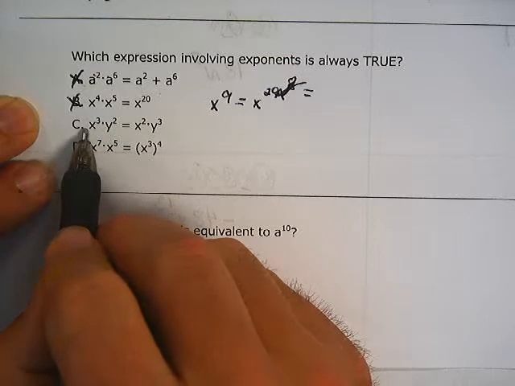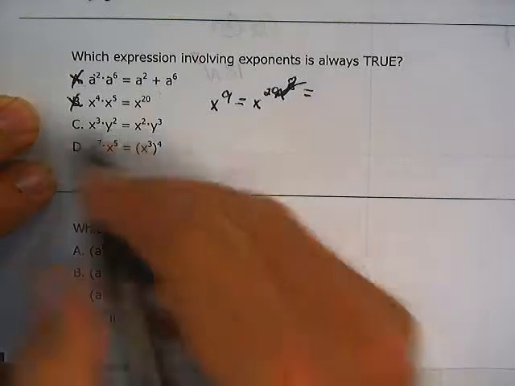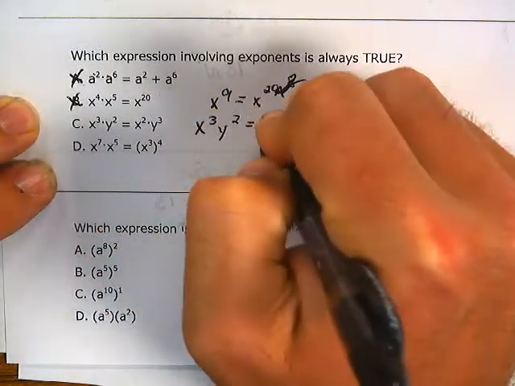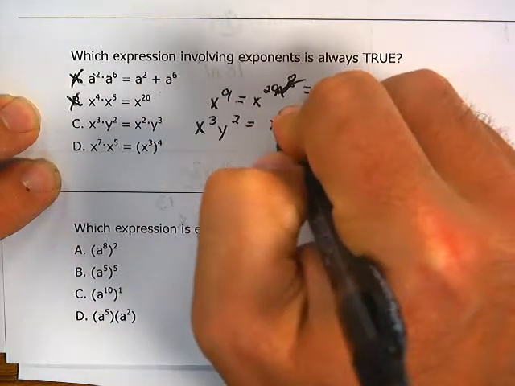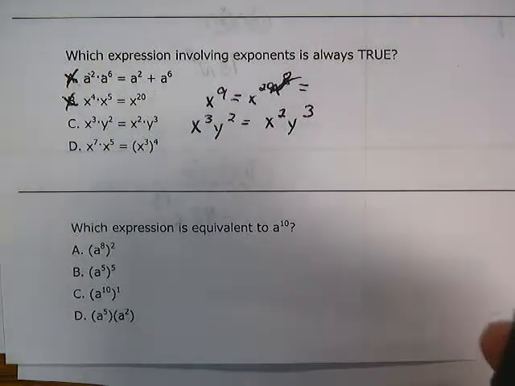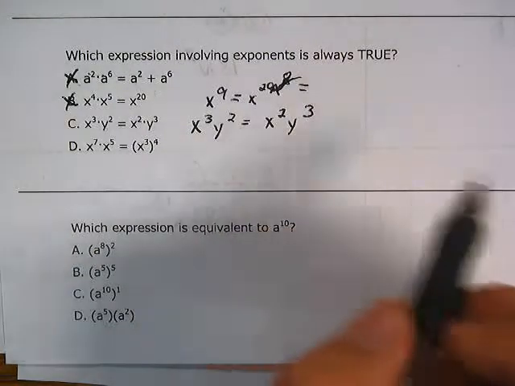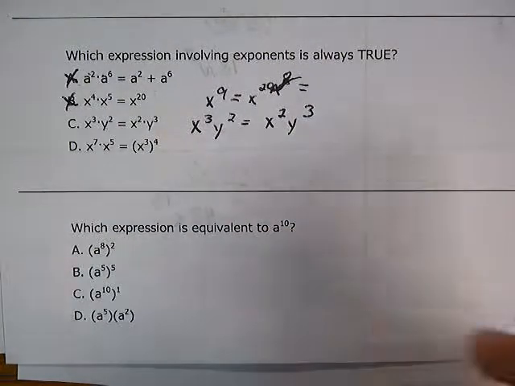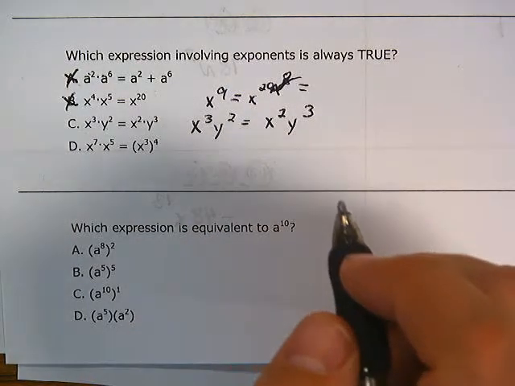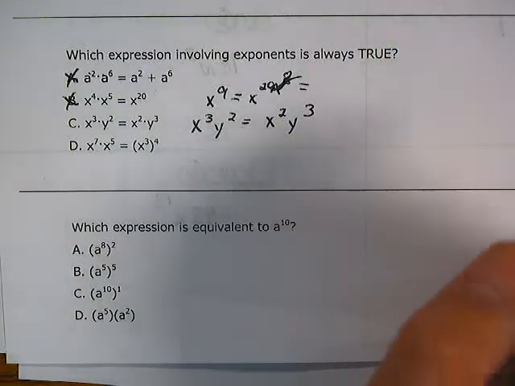Right here, are those like bases? No. So this one would be x to the 3rd, y squared. Does that equal x squared, y to the 3rd? Does it always work? No. Can you make it work? Yes. If you put in 0 or 1, that would be true. But if you put in something else like a 2, that would not be true. Or a 2 for x and a 3 for y, that would not be true.